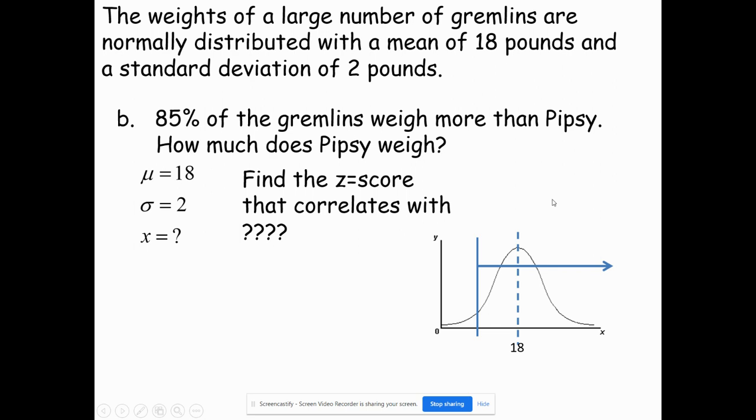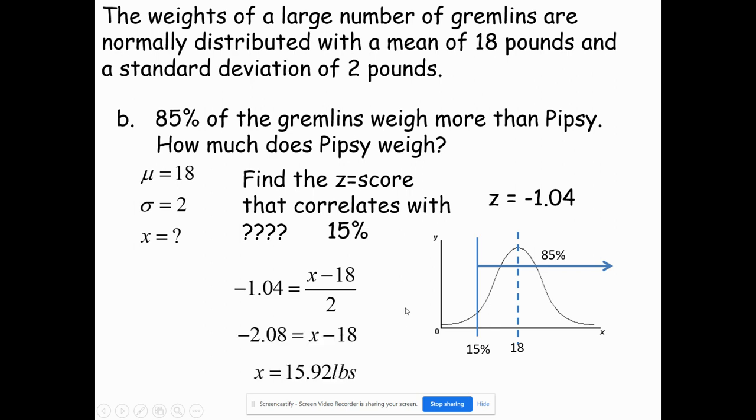If 85% weigh more than Pipsy, that means the number you're actually going to look up on your chart is 15%. So if you go to your chart and look up the closest number to 0.15, you'll find out the z-score is negative 1.04. And now that you find that, you can make your equation and solve for Pipsy's weight. So just remember that when they say 85% of the gremlins weigh more than Pipsy, you're going to have to figure out what side of the curve you're talking about.